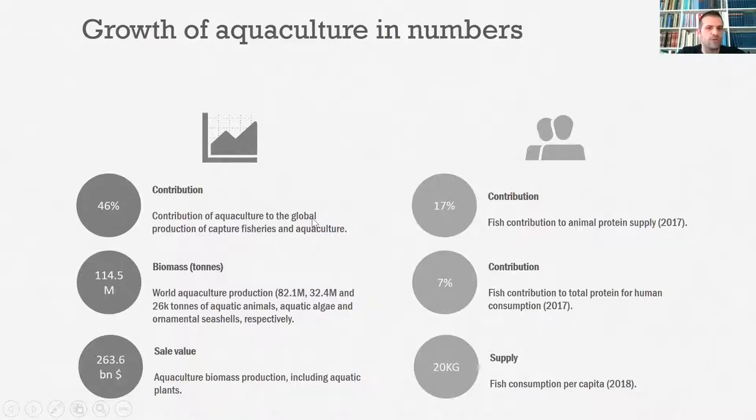But let me contextualize this background information in numbers. The contribution of aquaculture to the global production is approximately 46% in the last report. That can be translated into a biomass of 114.5 million tons. And in sales, the value is approximately $263.6 billion. As for the human side of things, it is reported that 17% of the animal protein supply is attributed to fish, and 7% of the total protein is also attributed to fish. And the record number is 20 kilograms, which is the fish consumption per capita that was recorded in 2018.